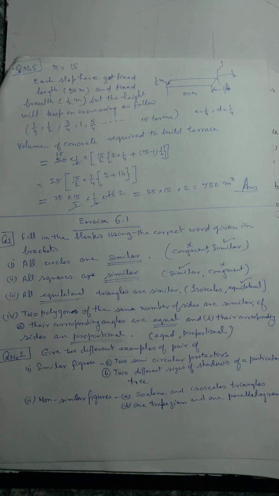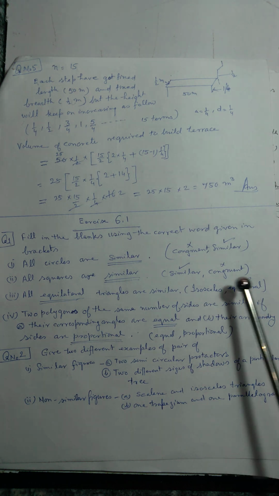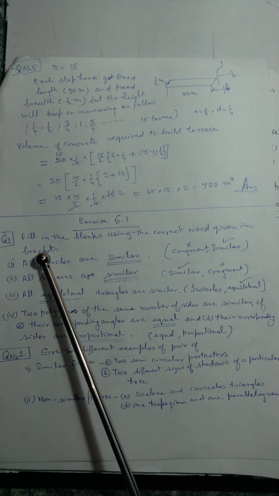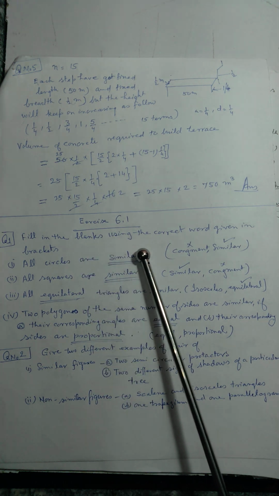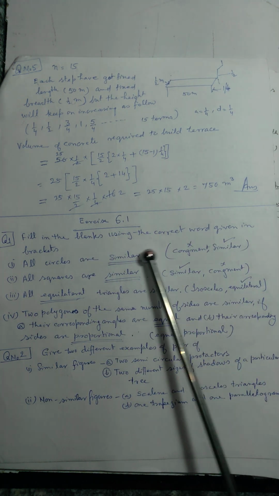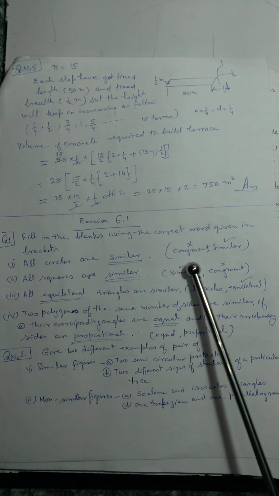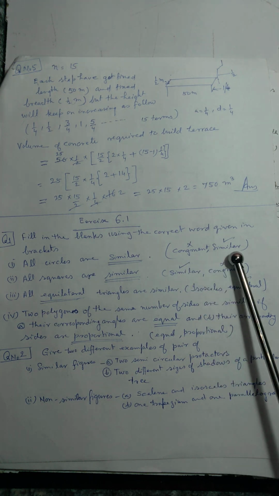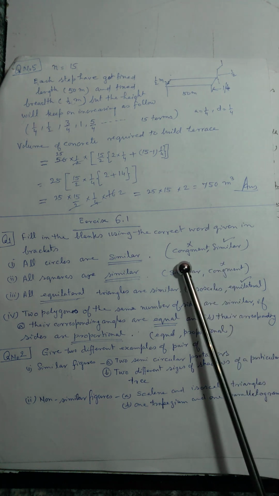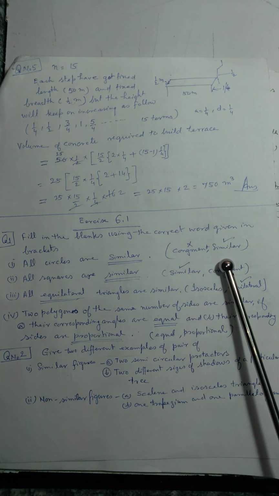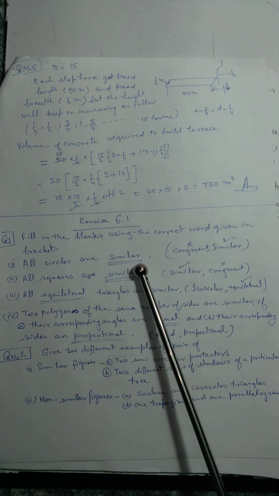Let us start CBSE class 10th mathematics exercise 6.1, chapter 6. The first question is to fill in the blanks using the correct word given in brackets. All circles are, so we have to choose the correct answer from these two options: congruent or similar. So I have filled in here similar.